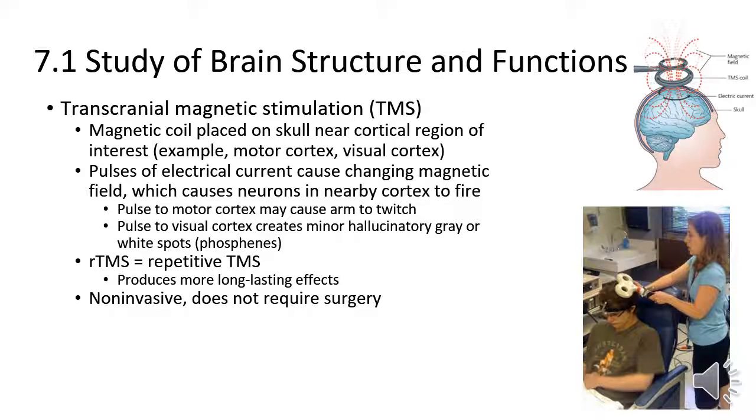Pulses of electrical current cause magnetic fields to change, which cause neurons in the cortex underneath the skull to fire. So a pulse to the motor cortex can cause your arm to twitch, and a pulse to the visual cortex can actually create very minor hallucinatory experiences, such as gray or white spots that are called phosphenes.